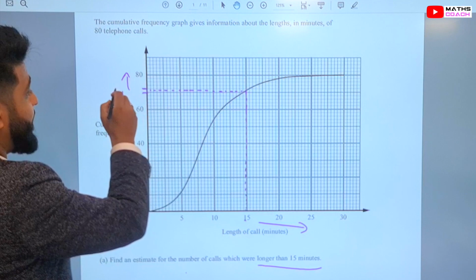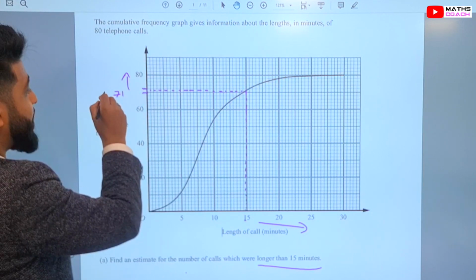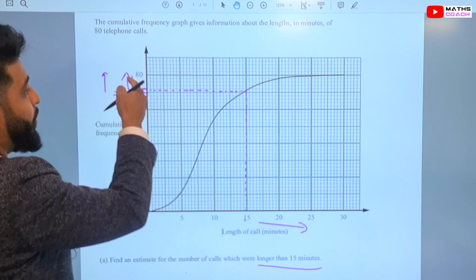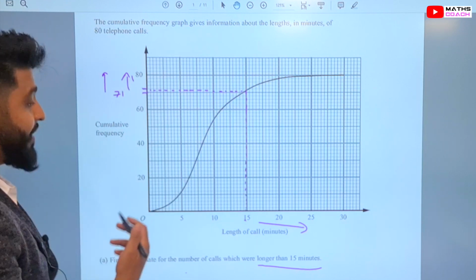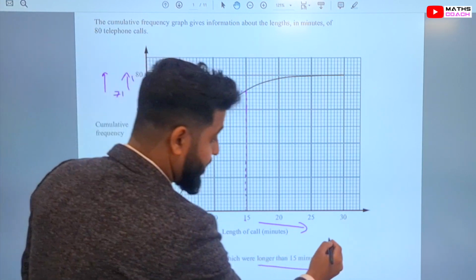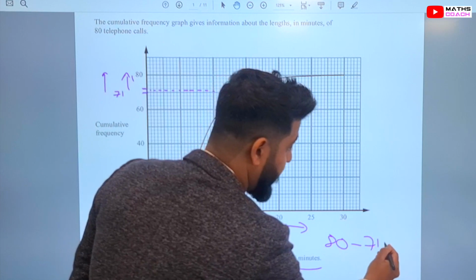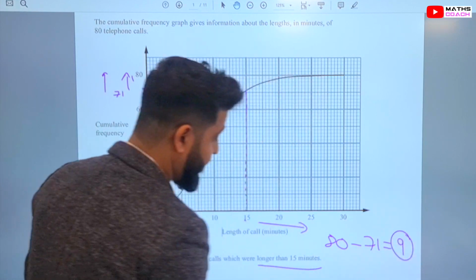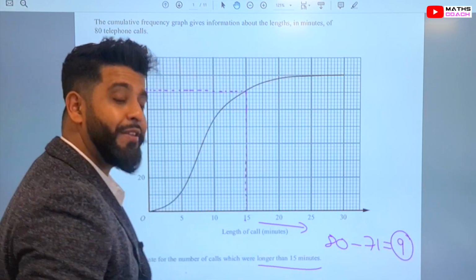Now, what we need to find is above 71. What is above 71 up to the point of 80? And as you know, it is 9 phone calls, because all we need to do is 80 minus 71, and that gives us 9. So therefore, 9 phone calls were longer than 15 minutes.